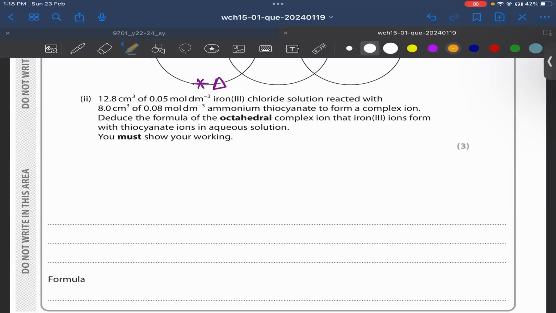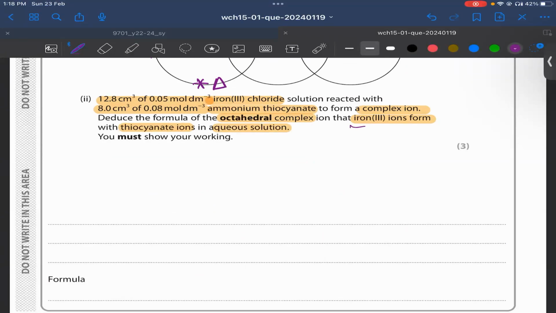12.8 cm3 of 0.05 mol per dm3 iron(III) chloride solution reacted with 8 cm3 of 0.08 mol per dm3 ammonium thiocyanate to form a complex ion. Deduce the formula of the octahedral complex ion that the iron(III) ion forms with the thiocyanate ion in aqueous solution. You must show your working.